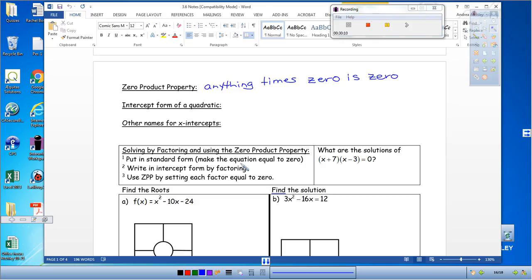Intercept form is what we know as factored form right now. So last unit, we talked about this being factored form. This is actually intercept form because you can easily see the x-intercepts, which are x equals -4 and/or -3. Remember to change the sign.